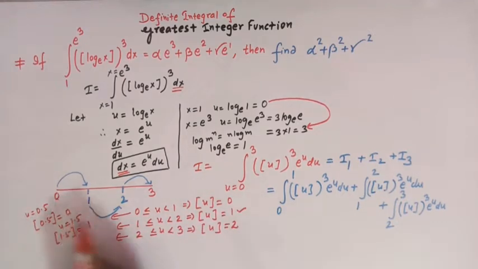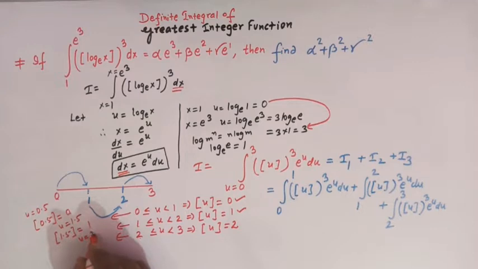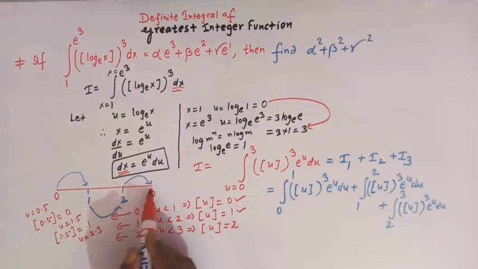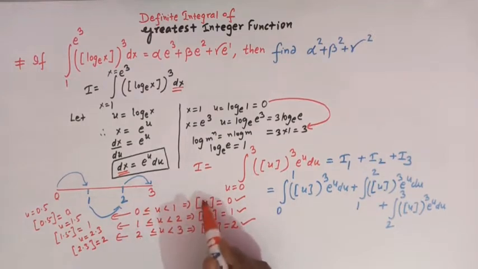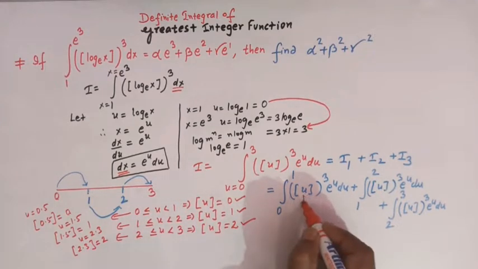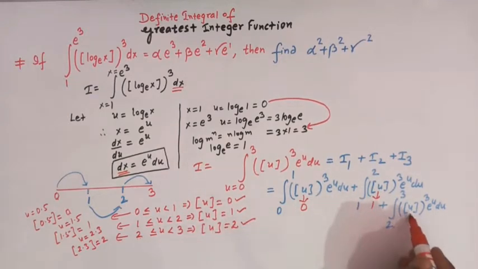This is 1, and here this is 0, and here if we take u is equal to say 2.3, because 2.3 lies between 2 and 3, so the value of greatest integer 2.3 is simply 2. Once we have decided the value of this greatest integer function u in these three intervals, here we can substitute 0, because the value of greatest integer u is 0. Here we can substitute 1, and here we can substitute 2.